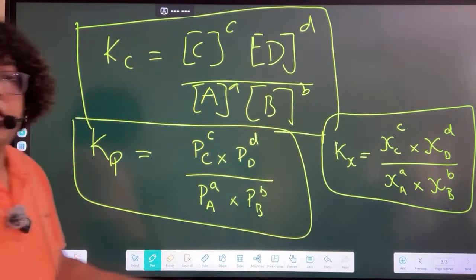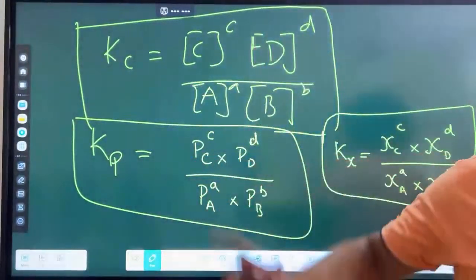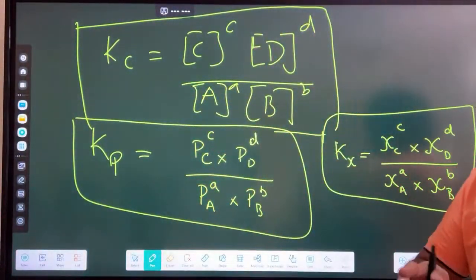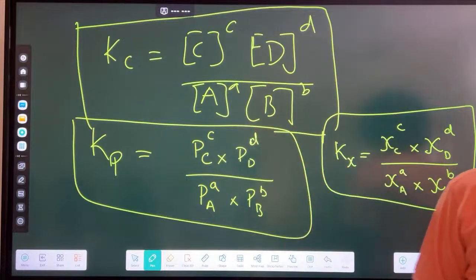Guys, time and again, what are we talking about? We are talking about the active mass. We are talking about the amount which is going into the reaction.